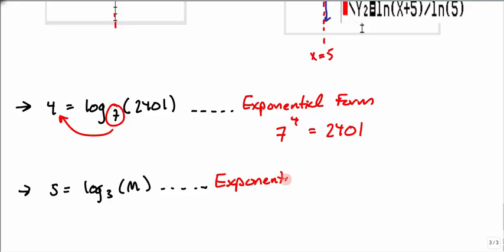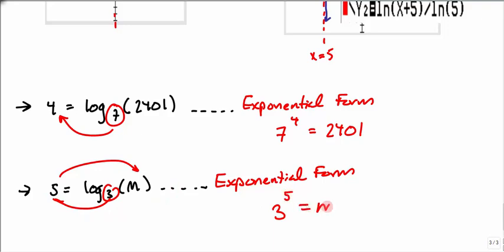So exponential form here, again we start with the base. And it doesn't matter if the 5 is on the right or the left, you always go past the equal sign. So this would be 3 to the 5th equals m. Now be careful in your MyMathLab, if this is a capital M, you have to make sure you input it as a capital M and not as a lowercase m.